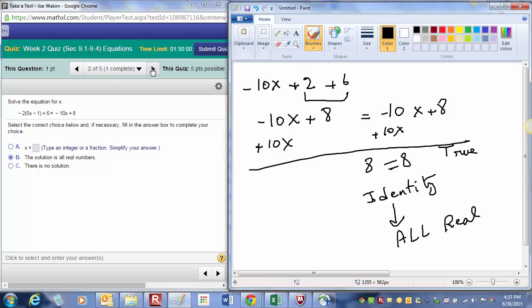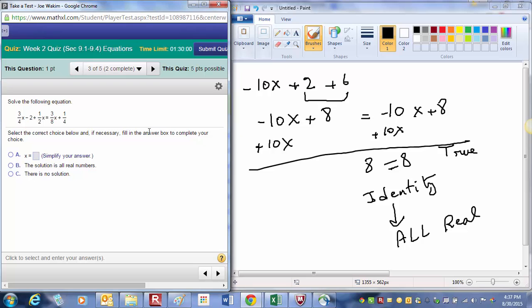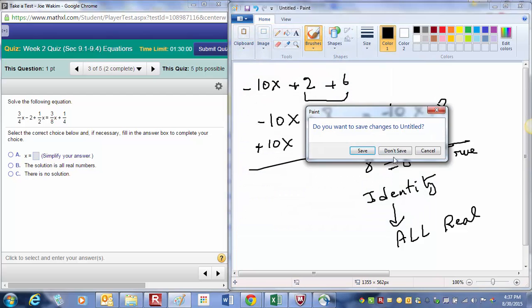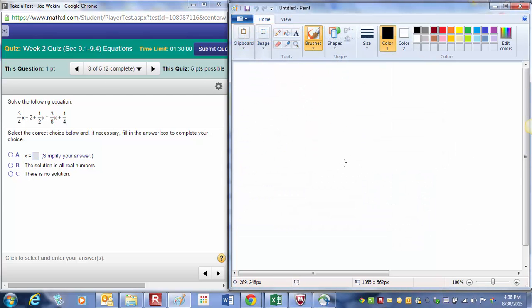Let's try number 3. On number 3, I need to solve the following equation. Looking at this equation, I have an 8, a 4, and a 2 in the denominator. The best way to start this solving is by simplifying the fractions. We need to multiply every term by 8, the lowest common multiple. 8 is a multiple of 4, 8 is a multiple of 2, and 8 is a multiple of itself. So my lowest common denominator is 8.